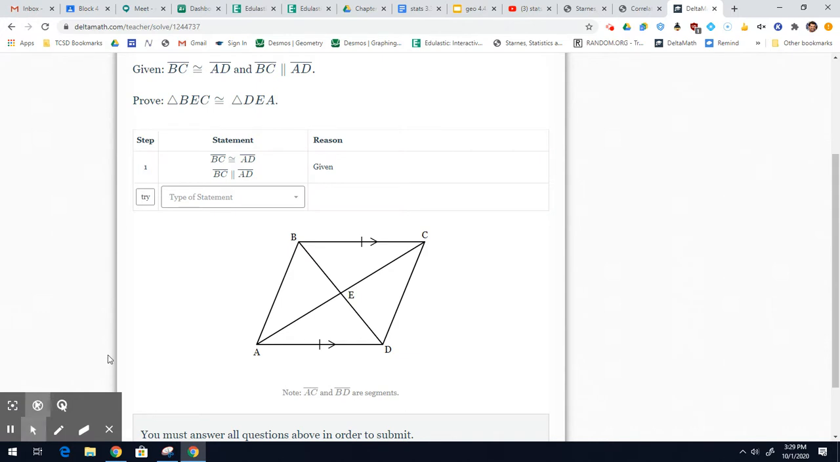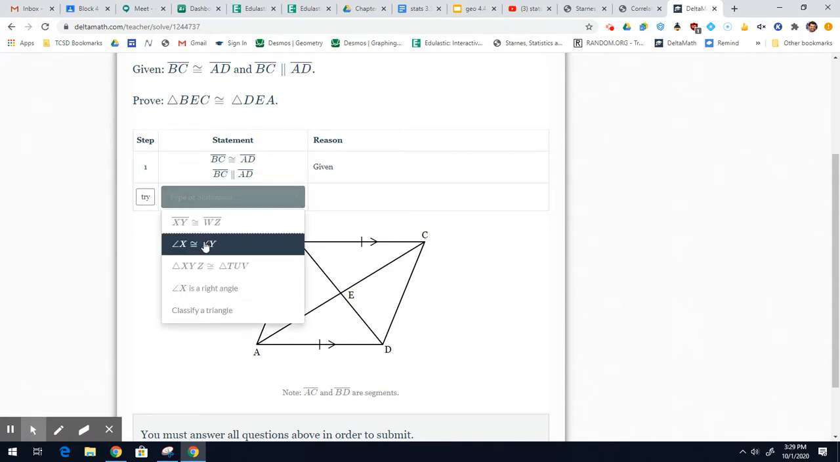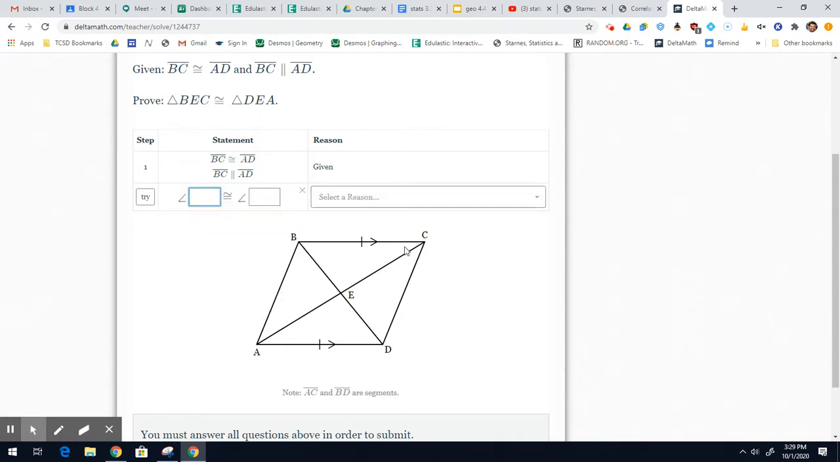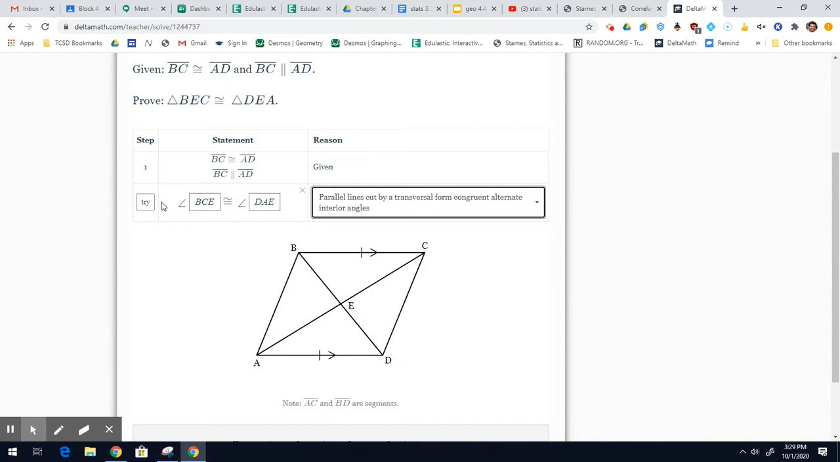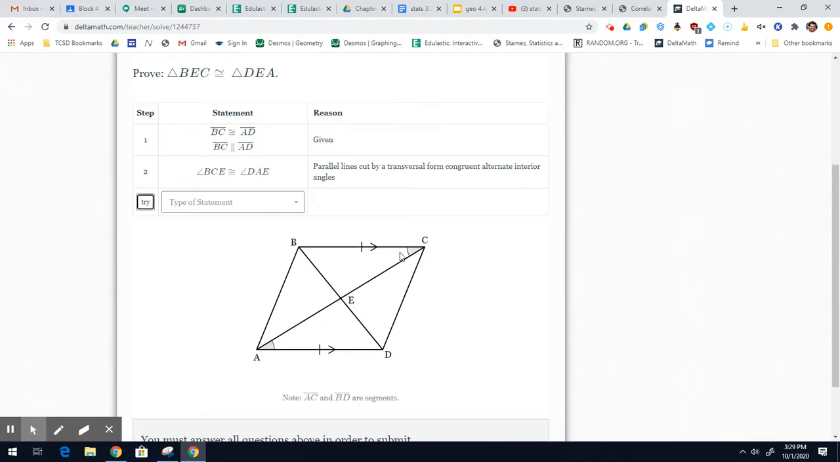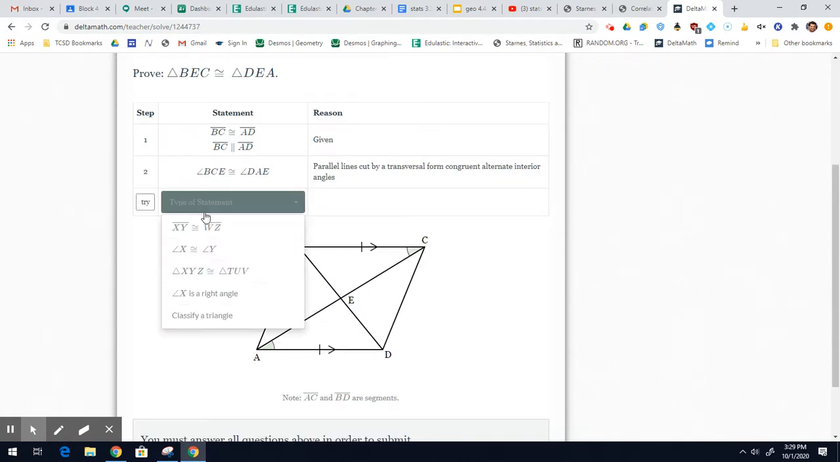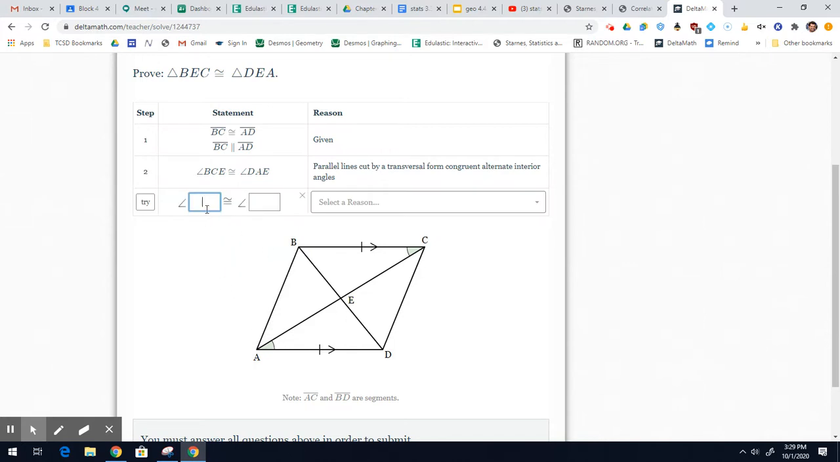Because of the parallel lines, again, I'm going to use AC as my transversal. I'm going to say that this angle here, BCE, is congruent to this angle here, DAE, and that's because of parallel lines and alternate interior angles. Now I'm going to use this vertical angle pair, again congruent angles, AED and BEC, and that's because they're vertical angles and they are congruent.